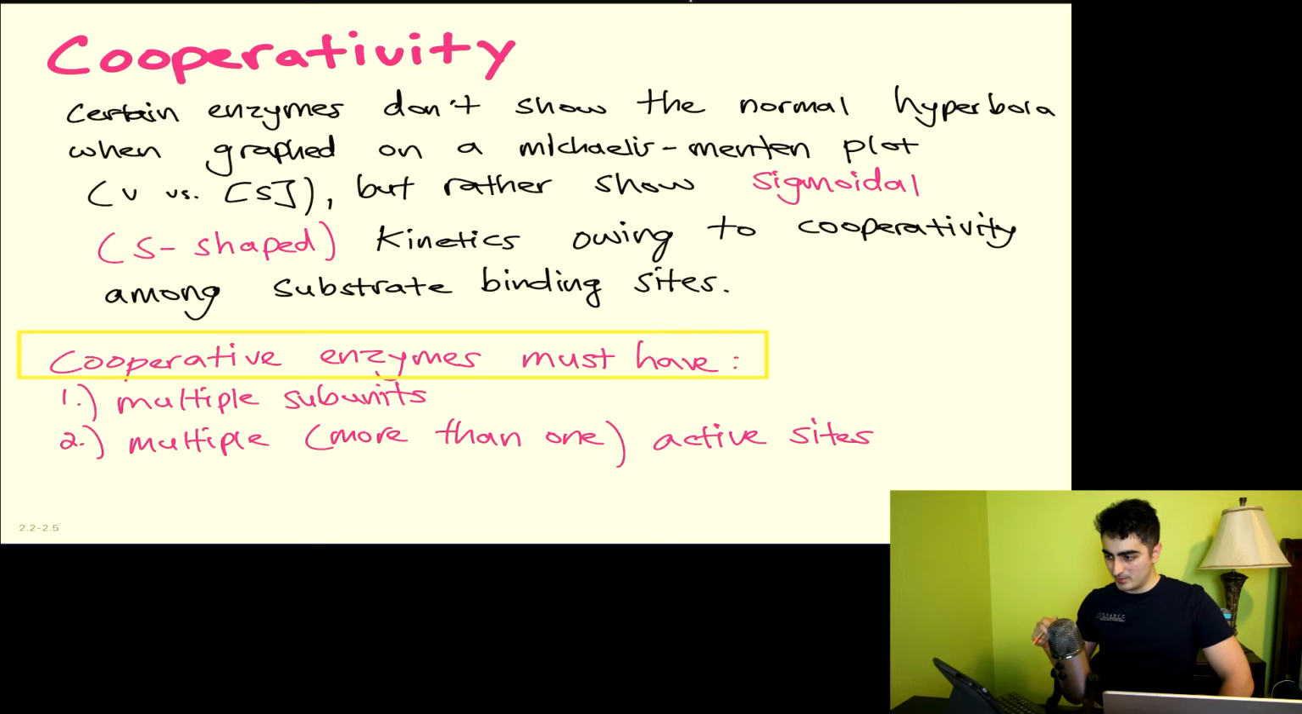So back to what we're talking about. Cooperativity can be thought of as an enzyme having multiple active sites. And when the substrate binds to one of the active sites, the other active sites cooperate and increase their want, or their affinity, for the substrate. So from that logic, cooperative enzymes must have multiple subunits, because you need multiple protein quaternary structures in order to have multiple active sites for the enzyme. And you need more than one active site.